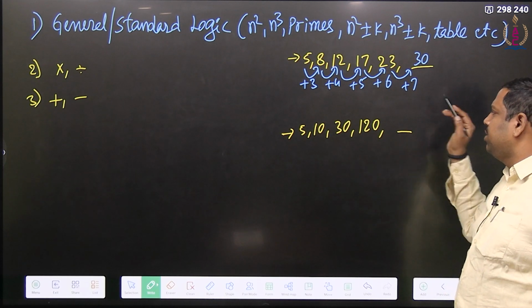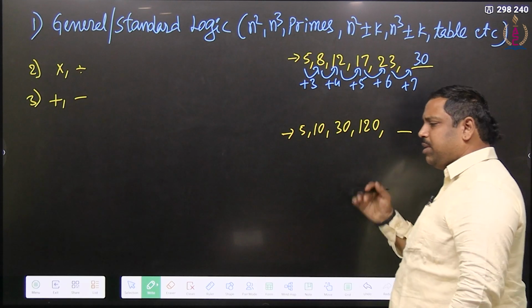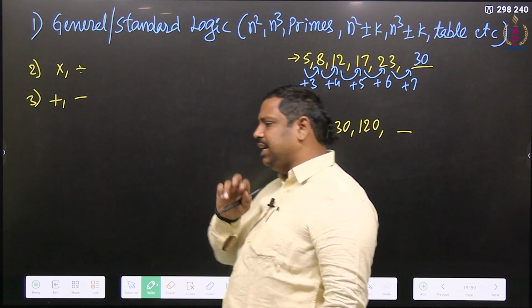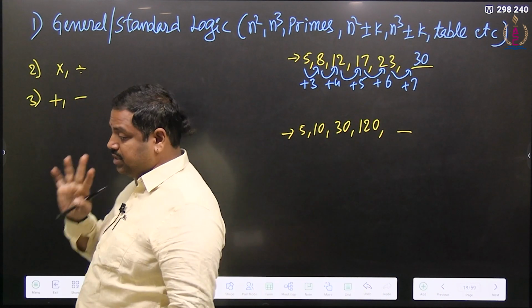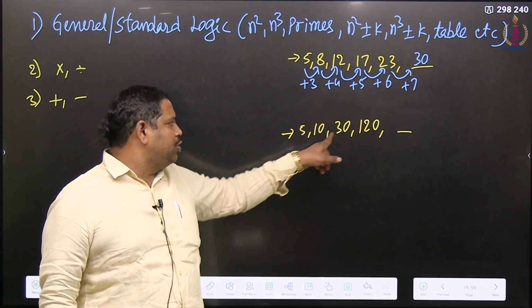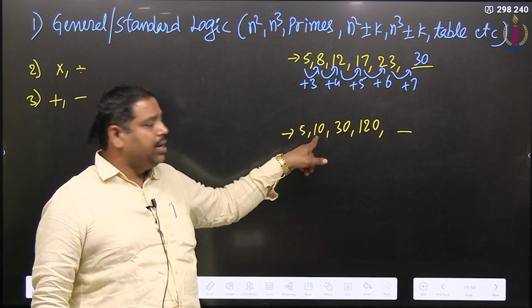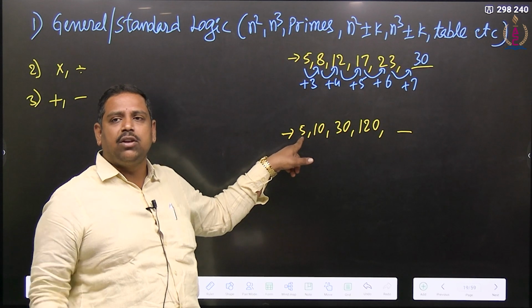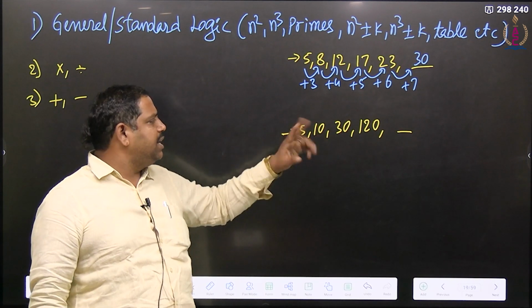So now come to this one. 5, 10, 30, 120. Sir, this is full of magical numbers, sir. 30 is a magical number for us. I said 3q plus 3. If it is 3q plus 3, it should be 2q plus 2. Matched. Then it should be 1q plus 1. Not matching. Leave it. Change the logic.